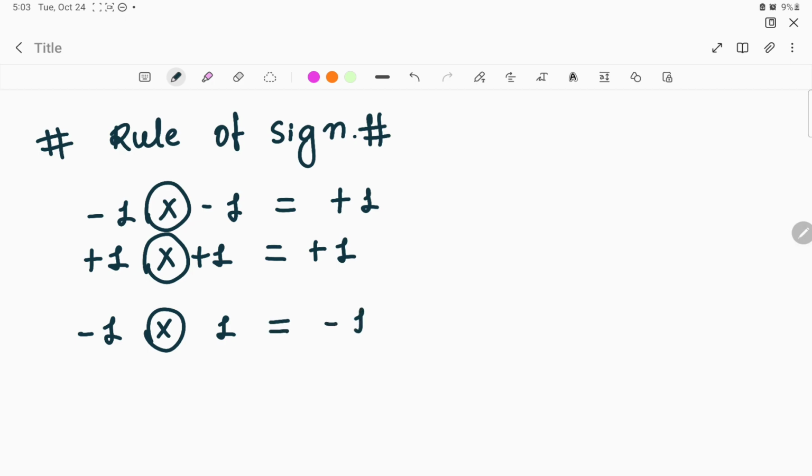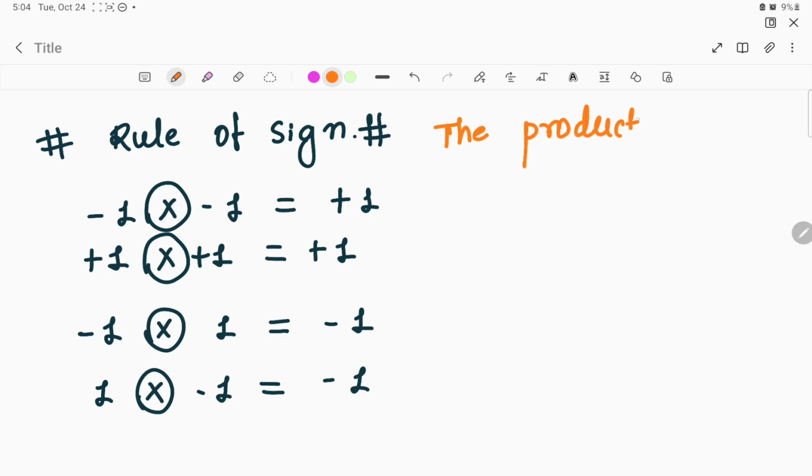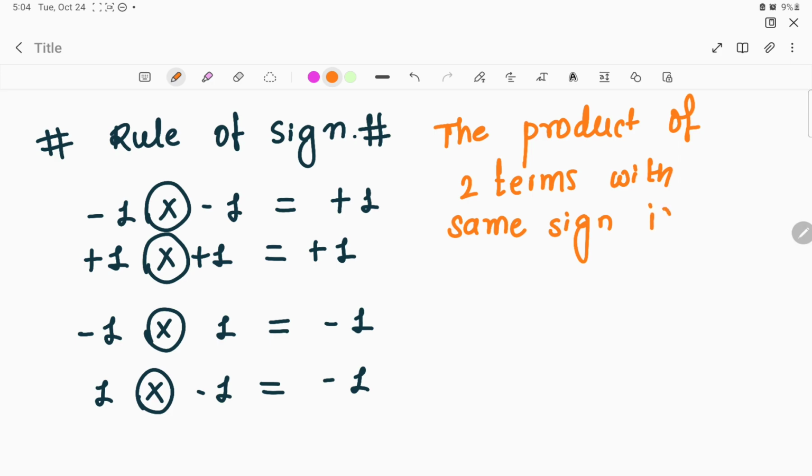This will give me -1. Product of 1 into -1 will again give me -1 only. Okay, these are the important rules of sign. Please note it down: the product of two terms with same sign, or like sign, is always positive. Okay, that is the first and the second rule.